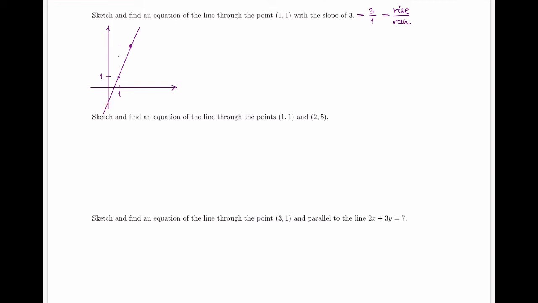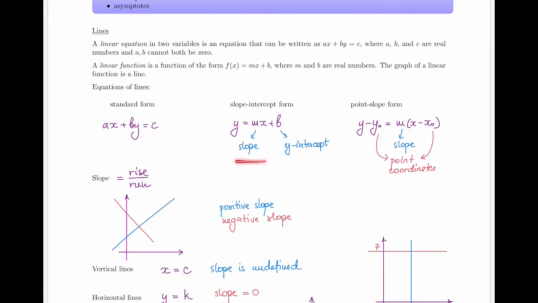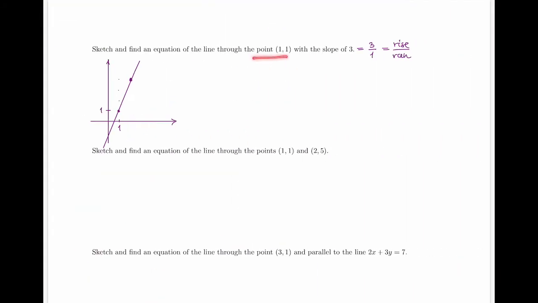Okay? Now, in terms of finding the equation of this line, you can use any of the forms of the line that we've discussed on the previous slide. The standard form, a slope-intercept form, or the point-slope form. Depending on the information that you're given, one of them will probably produce the fastest result. Here, we are given a point and a slope, which means that the point-slope form will probably be the most efficient method to come up with an equation of this line.